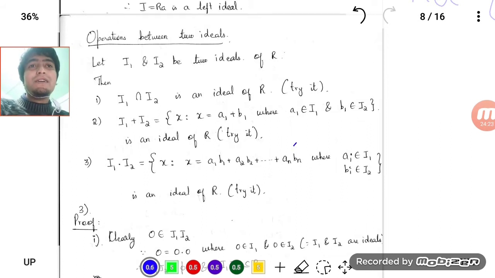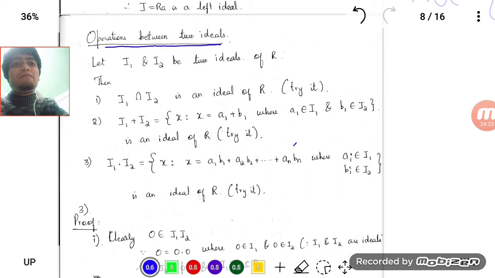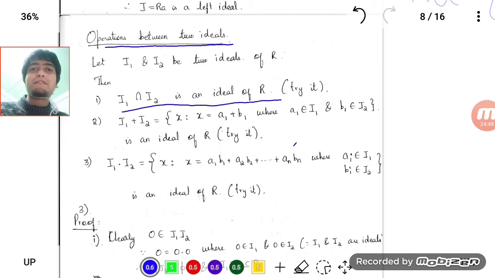Now we will come to this important one, operations between two ideals. Remember, if you have two subgroups, you can intersect them, you can form the union. We have the theorem that the intersection of two subgroups is a subgroup. Intersection of two normal subgroups is again a normal subgroup. Similarly, over here, intersection of two ideals is an ideal. This one I will leave to you. You just need to prove the 3 conditions for I1 intersection I2.